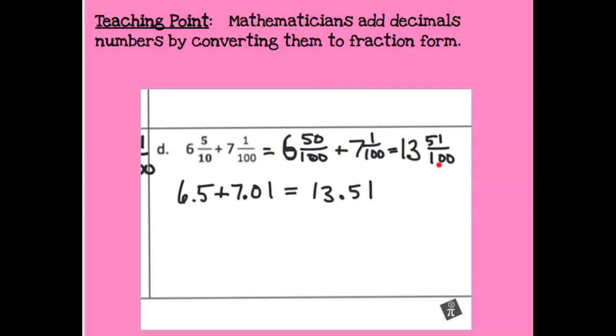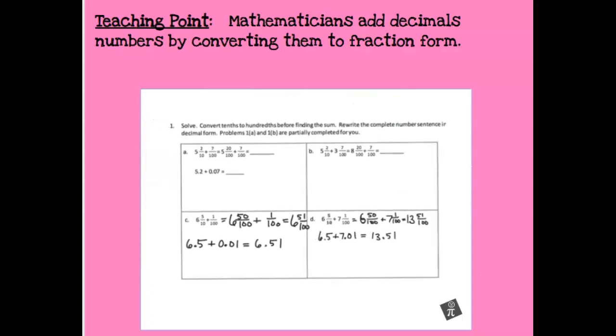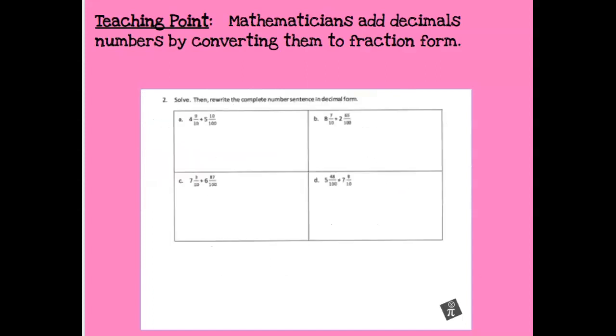Now, where did I get the 0.51? Really, I kind of cheated at this point. I looked over here, and I see that, oh, the answer is supposed to be 13 and 51 hundredths. Now, parents and teachers, that's perfectly okay. We don't need to tell students to line up the decimals and add. We really want students to gradually have it make sense to them on their own, and eventually they will have that standard algorithm under their belt. Again, they're asking us to solve and then rewrite the entire number sentence in decimal form.